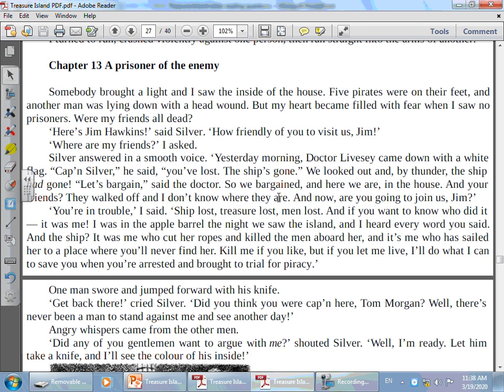Silver answered in a smooth voice, Yesterday morning, Dr. Livesey came down with a white flag. Captain Silver, he said, you have lost. The ship's gone. We looked out and by thunder, the ship had gone. Let's bargain. Okay, guys, so what's the meaning of bargain here? Let's bargain means, yes, let's make a deal. Let's have an agreement together. So bargain means a deal or an agreement. Let's continue.